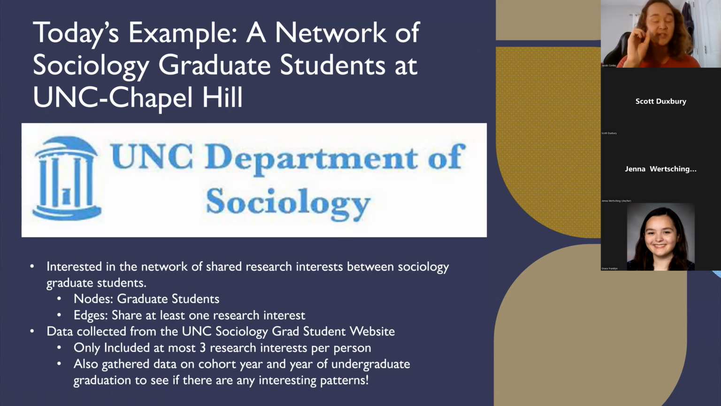For the research interests, I only took three per graduate student, the first three that were listed. I also combined a few of them to create more general categories, because some people have very specific things that are part of broader categories like health or immigration. And I also gathered data on cohort year and year of undergraduate graduation to see if there are any interesting patterns that we can see when we visualize this in the network.